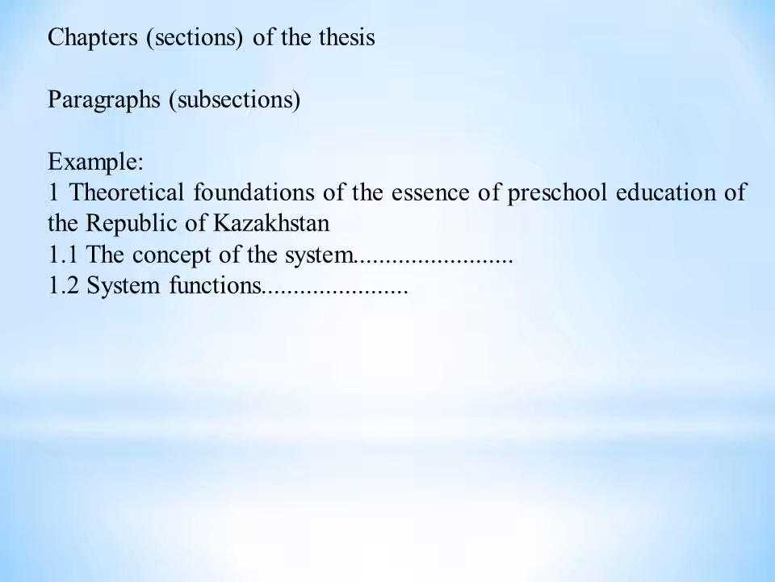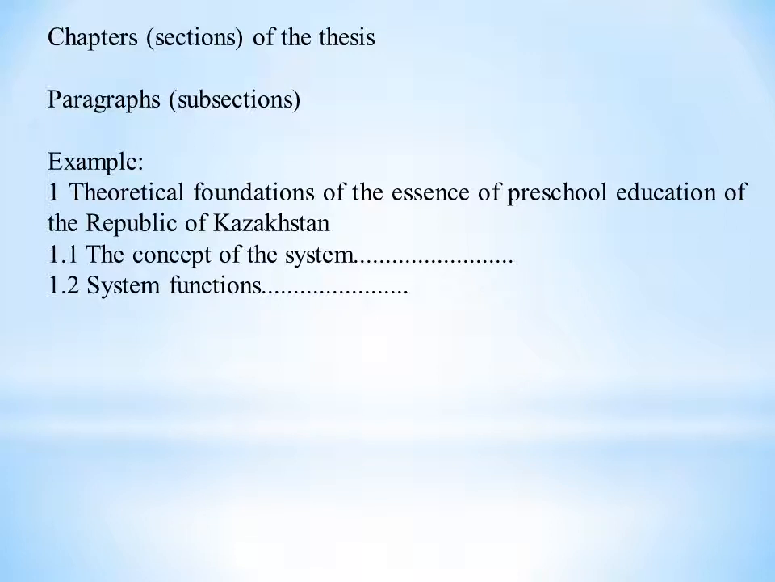Chapters and sections of the thesis project must have ordinal numbers within the entire work, indicated by Arabic numerals without a dot and written with paragraph indentation. Paragraph subsections should be numbered within each chapter subsection, separated by a dot. There is no dot at the end of the paragraph subsection number. So, for example, you see: theoretical foundations of the essence of preschool education in the Republic of Kazakhstan, the concept of the system, system functions, etc.